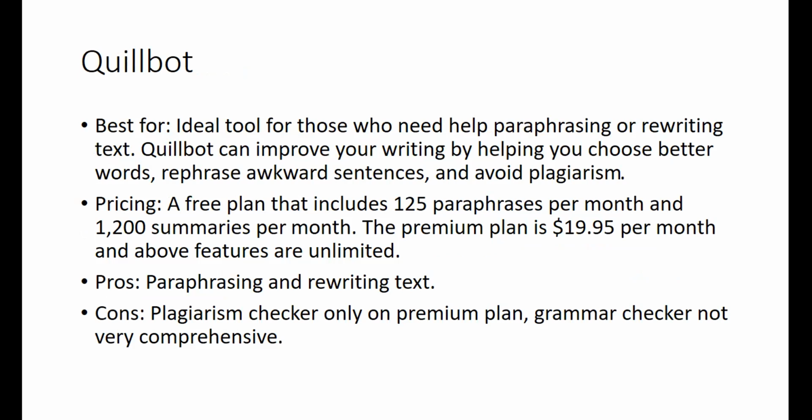In that way, it is quite similar to the second option that we looked at. Again, it offers a free plan that is limited to 125 paraphrases per month and 1,200 summaries per month. And then the premium plan, which is quite pricey at almost $20 per month, has all of those features unlimited, the paraphrases and the summaries. The pro is that it is focused on paraphrasing and rewriting text. The plagiarism checker is only available on the premium plan, and the grammar checker is not very comprehensive either, as with the previous option, Hemingway.